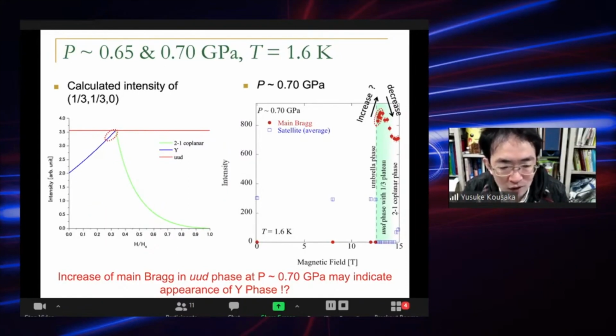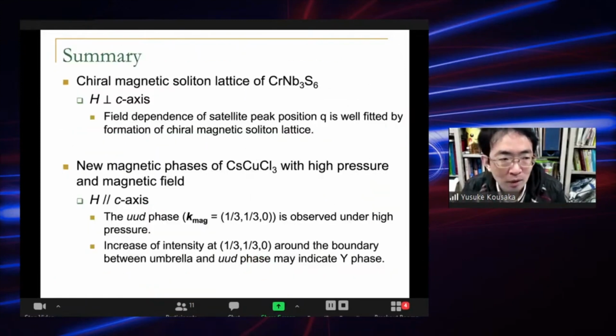The reason why we did not observe the magnetic satellite peak in this area may be the very, very small signal, because in this experiment the size of the single crystal is very small. So the background intensity is also very large. In that case, it may fail to observe the very tiny magnetic satellite signals. So the summary is like that.